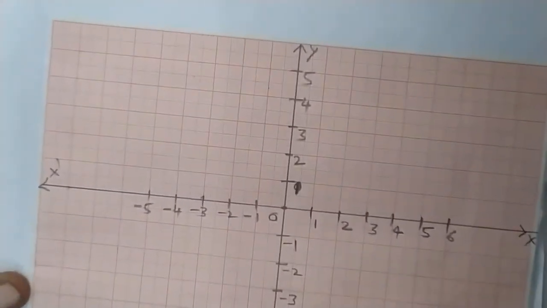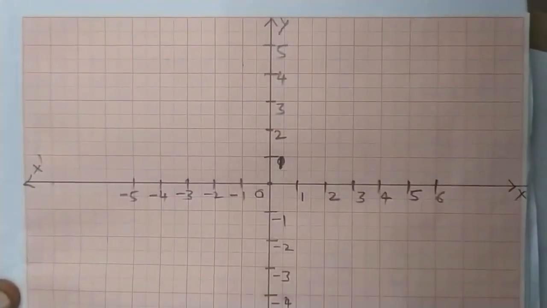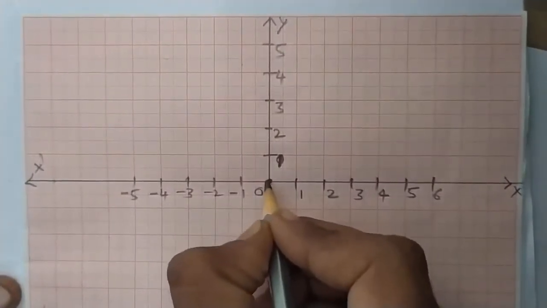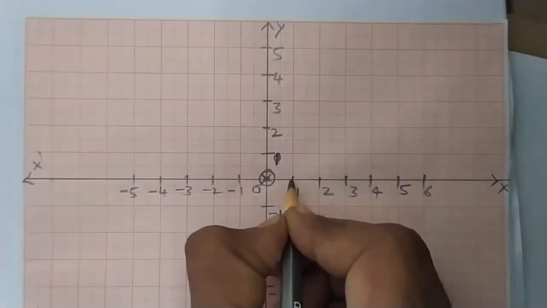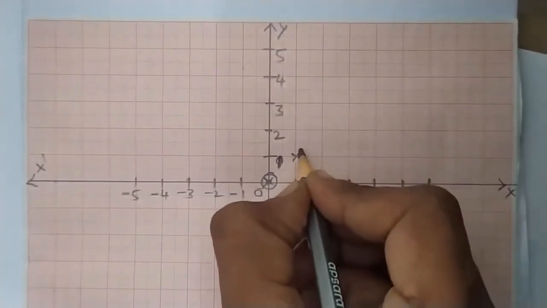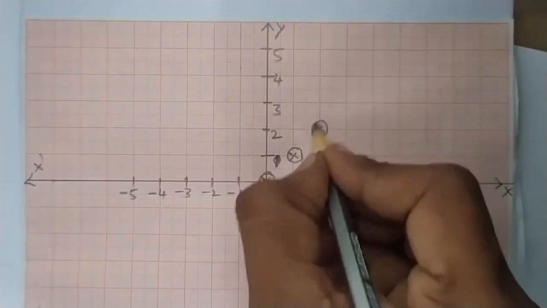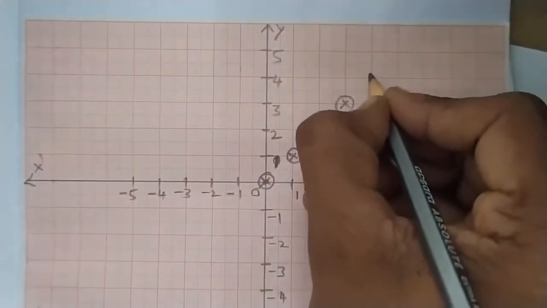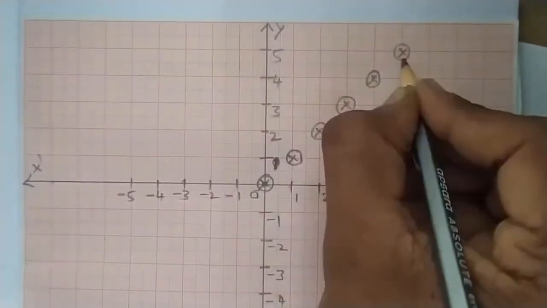You just see the table. Let us draw a graph for this function. If x equals 0, then modulus of 0 is also 0. If x equals plus 1, also f of x equals plus 1. If x equals plus 2, y equals plus 2. If x equals plus 3, y equals plus 3. If x equals plus 4, y equals plus 4. If x equals plus 5, y equals plus 5.